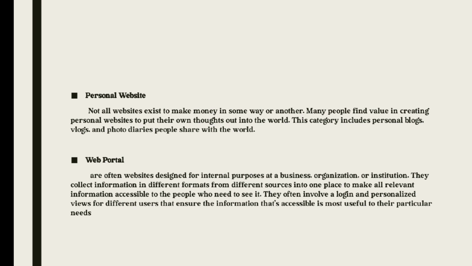The next is the web portal. These are often websites designed for internal purposes at a business, organization, or institution. They collect information in different formats from different sources into one place to make all relevant information accessible to the people who need to see it. They often involve a login and personalized views for different users that ensure the information accessible is most useful to their particular needs.